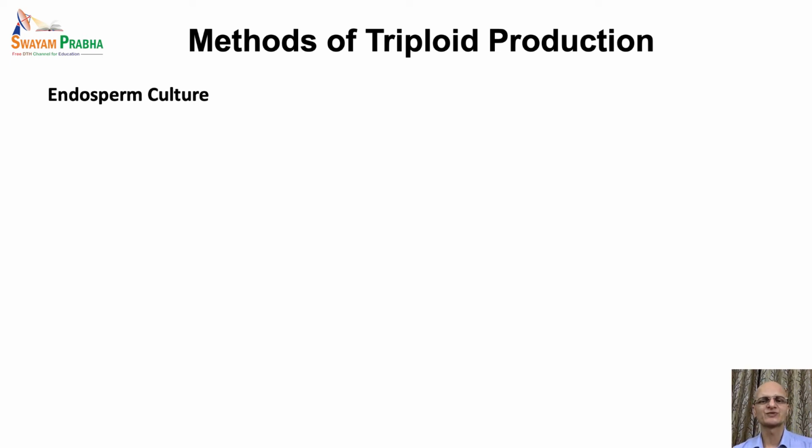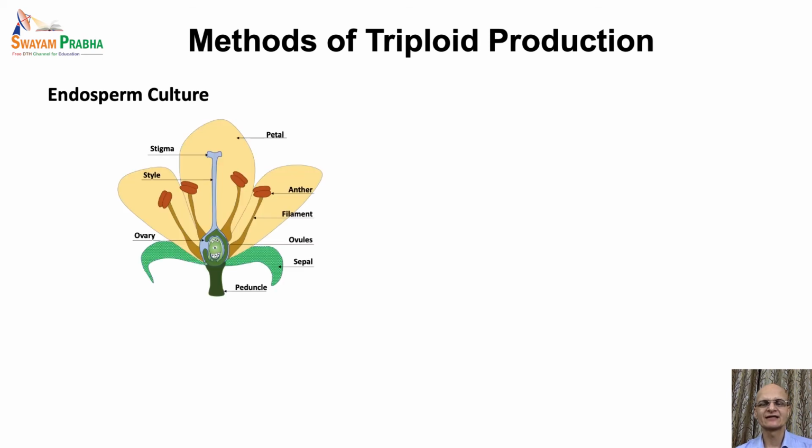Next is the endosperm culture. Now let's have a quick look at double fertilization in angiosperms. Double fertilization is the typical feature of angiospermic flowers, or the sexual reproduction in angiosperms. So this is a typical structure of an angiospermic flower having different organs like sepals, petals, male reproductive organs and female reproductive organs. During pollination, pollen is received by the stigma here.